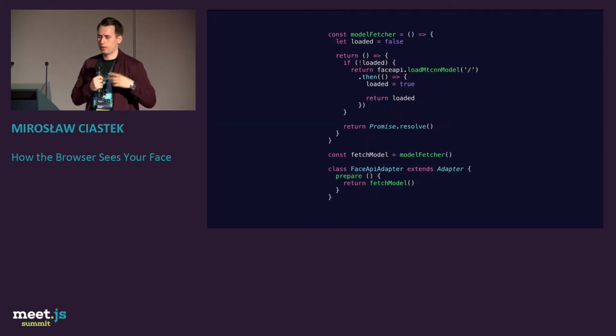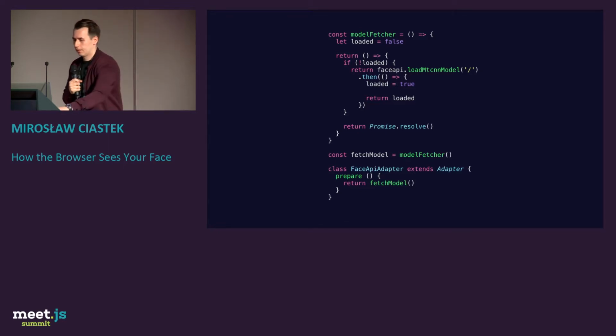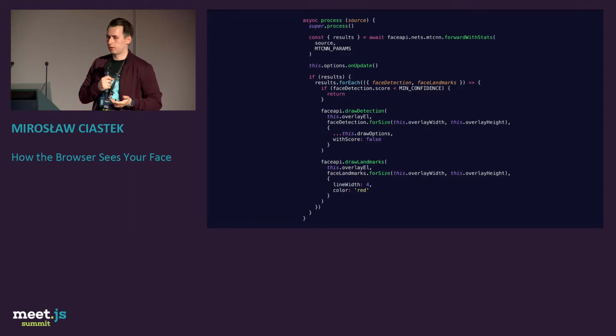So how do we use it on the front end? First of all, we need to load a model, and you need to be warned that this model is pretty heavy because it has a size of 2 megabytes. So load it once and use it everywhere. Then, when you have this model, you can grab the results using the async API, and then draw the rectangle to see where the face is.